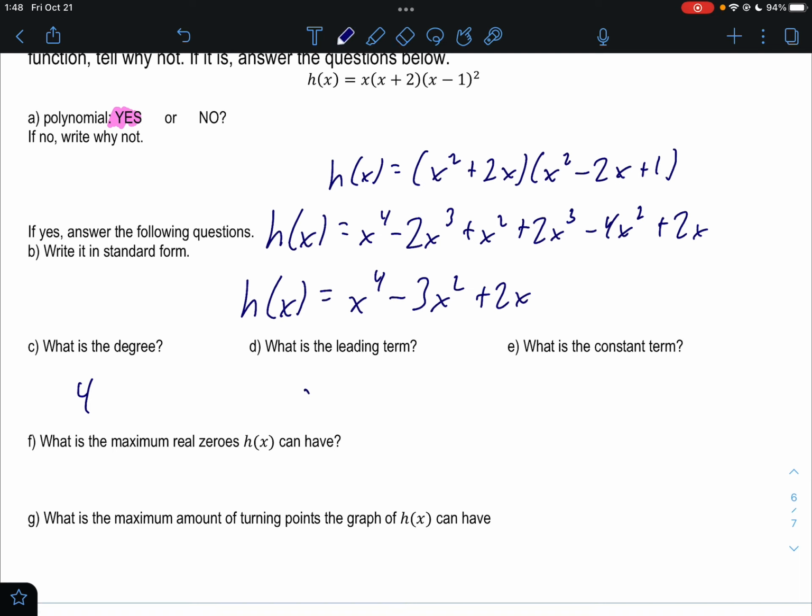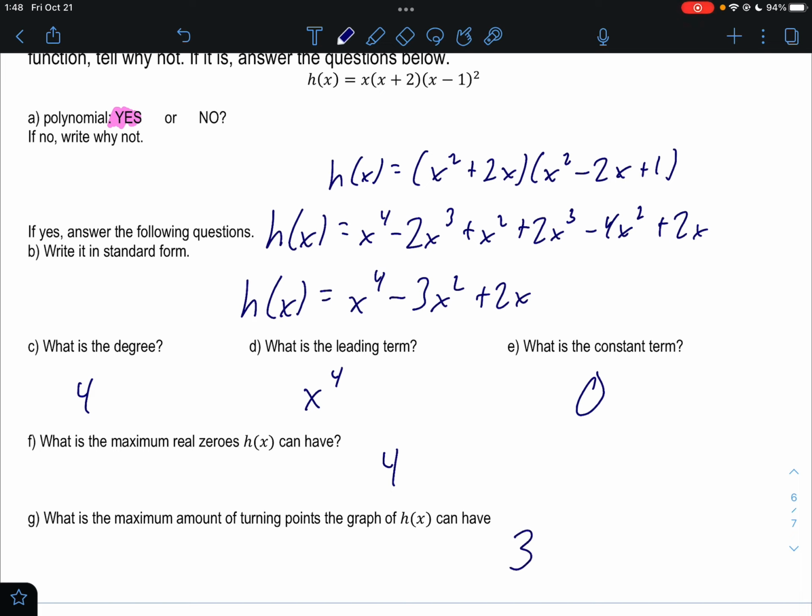The leading term would be 1x to the 4th. The leading coefficient would be 1. The constant term, there is none, so it would be 0. The maximum real zeros would match the degree, so 4. The maximum number of turning points would be 1 less than that, so 3.